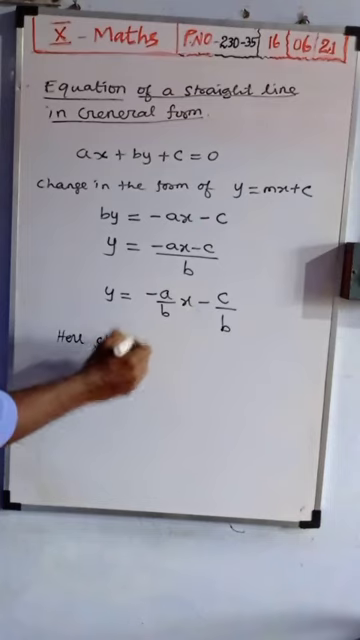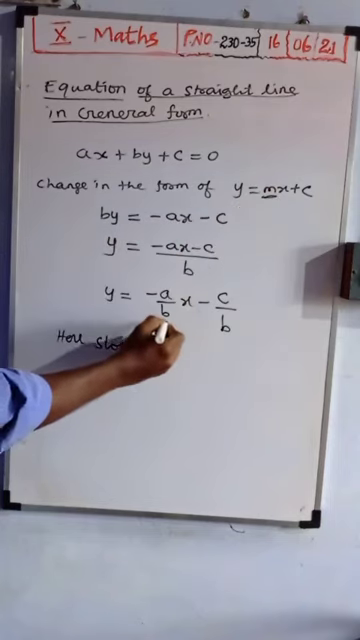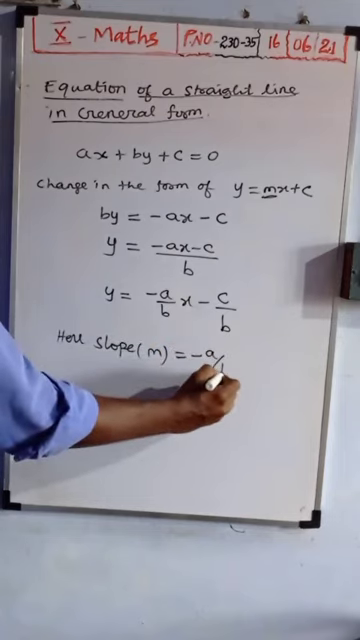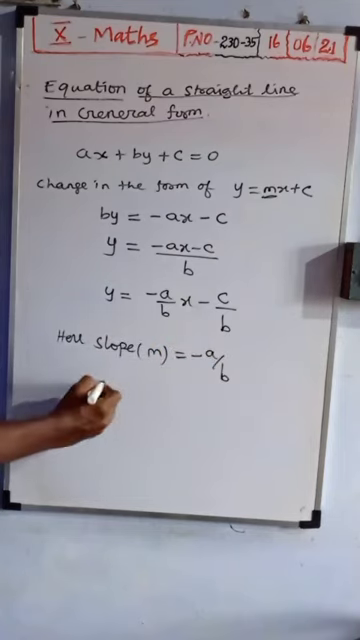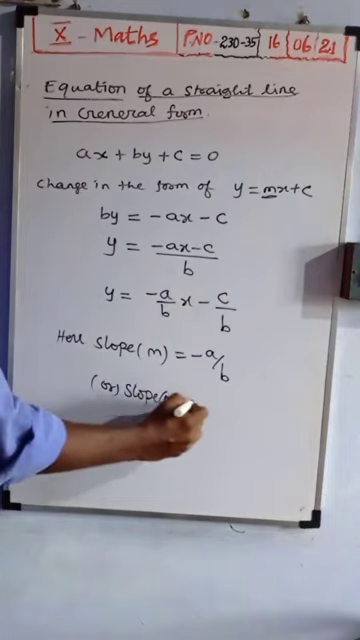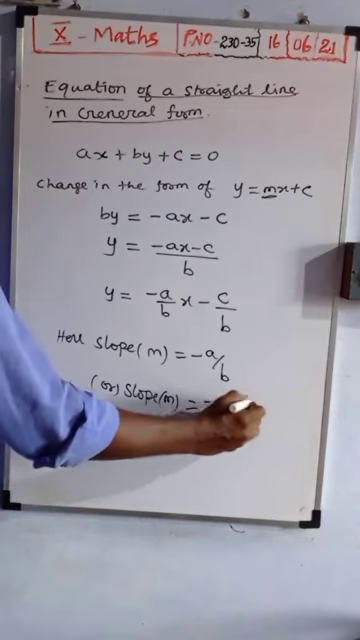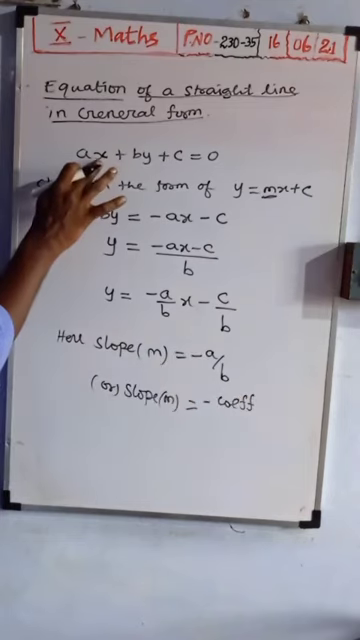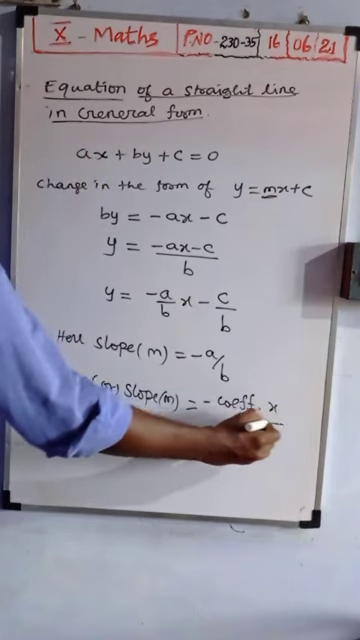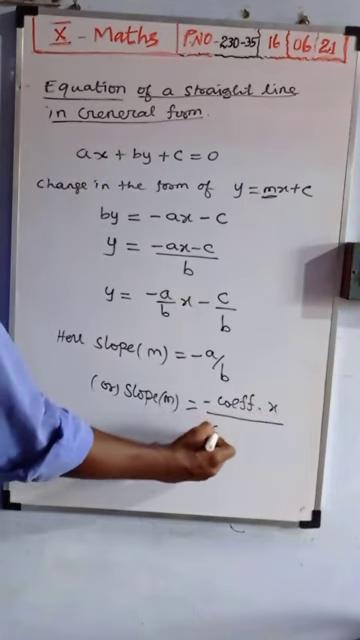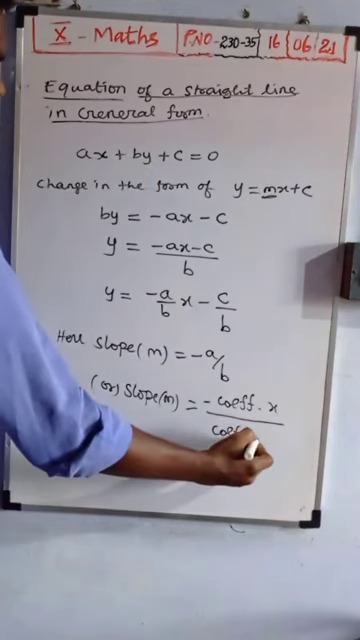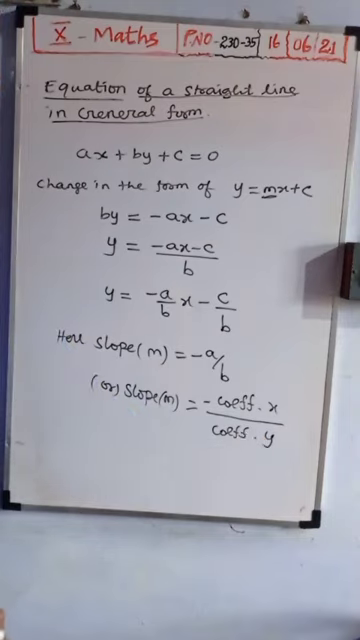Slope. Yes, m is called the slope here. What is the slope? m is equal to minus a by b. Or else we can write slope m is equal to minus coefficient of x divided by coefficient of y, because a is the coefficient of x and b is the coefficient of y. Okay, this is a formula.